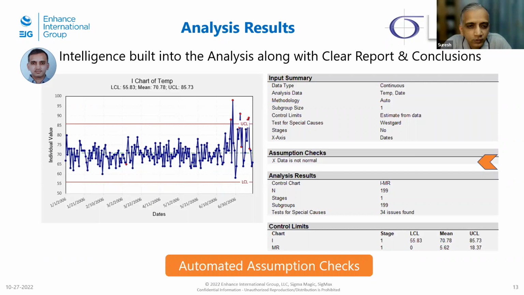Here is a screenshot of the output or the analysis results that come from the software. It includes both the graphical analysis tools as well as the session window. The chart on the left shows the data points that are in control and out of control that you would typically expect from any analysis. On the right hand side, in the session window, you have a summary of inputs. You have automated checks that are performed to make sure that the analysis being performed is accurate. And also there are analysis results and clear conclusions at the bottom, which help you quantify the results and share them with your management.